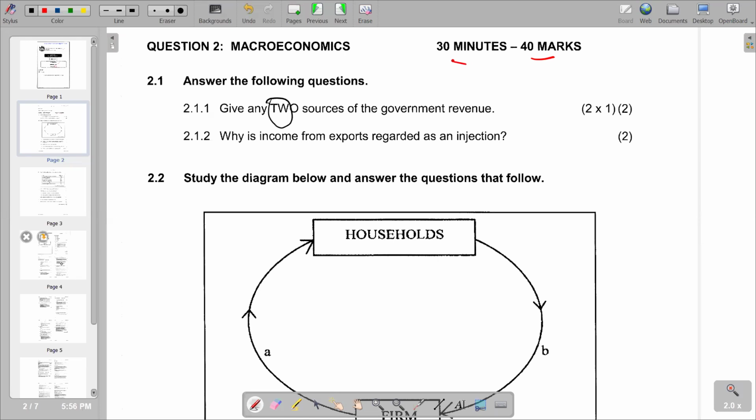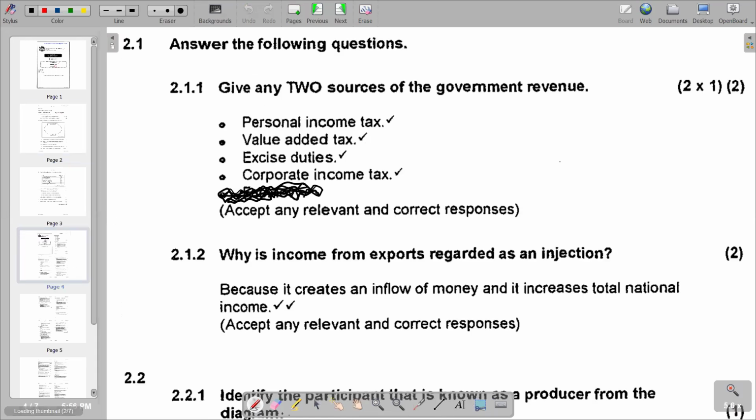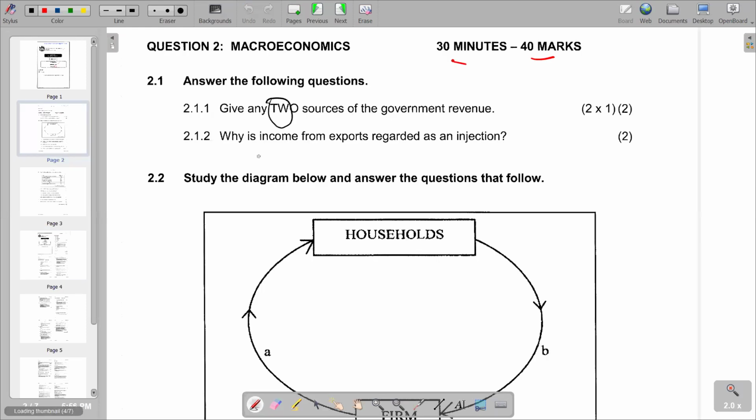So going to our other section, you'll see that we have those sources here. We have personal income tax. We have value-added tax. We also have excise duties and corporate income tax. So those are the sources that we have. And then we go to the next part of the question.